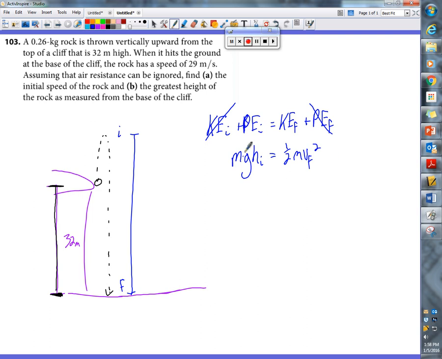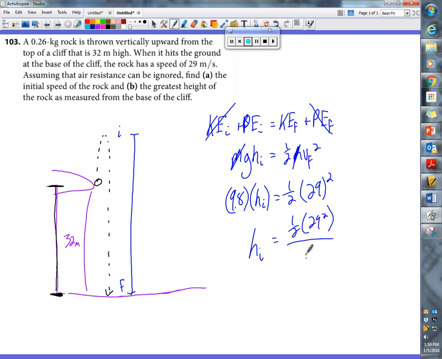Again, both terms have an m on them. Cancel those out. g is 9.8. h initial, that's what we're solving for, is equal to 1/2 v final, that was given to us, 29. Don't forget to square that. So h initial is 1/2 times 29 squared over 9.8. When we plug that into our calculators, we get an initial height of 42.9 meters.